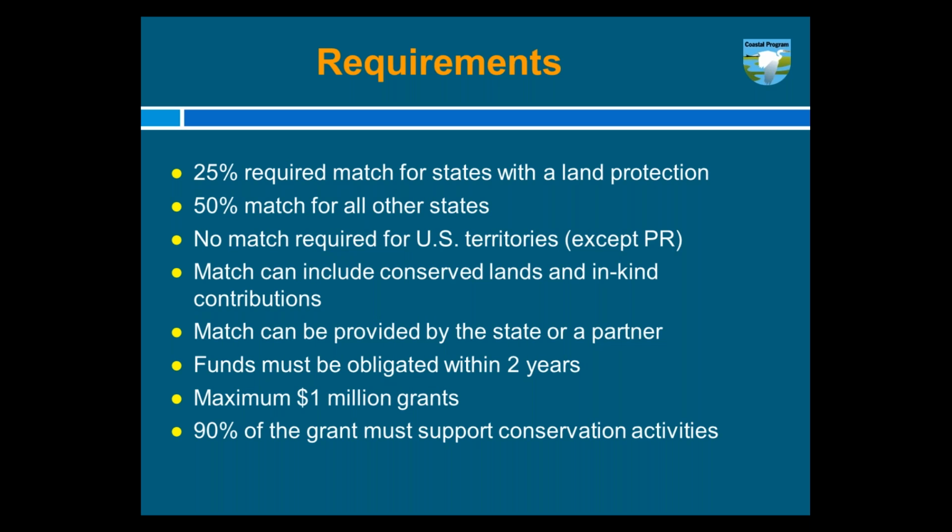So the requirements for this are 25%. I should start out by saying that states that have some kind of a land protection, conservation, or open space fund, their match requirement is 25%. If they do not have such a fund, and there are a few states that still do not have any kind of open space fund, that match would be 50%. There is no match required for U.S. territories except for Puerto Rico, which is a commonwealth, so it is treated like a state.